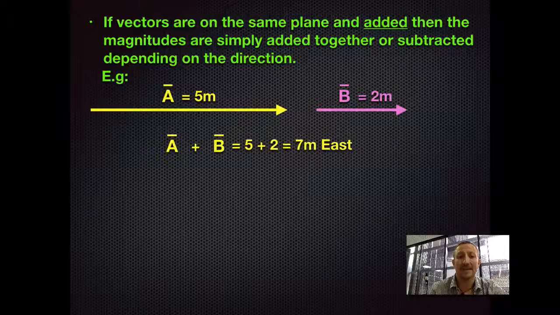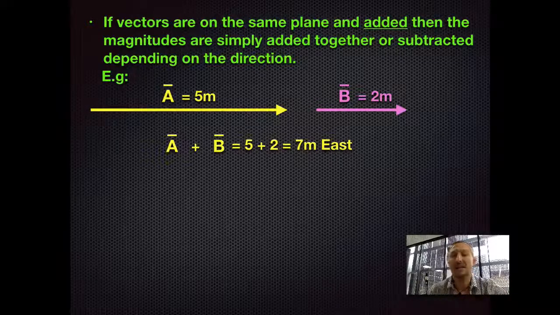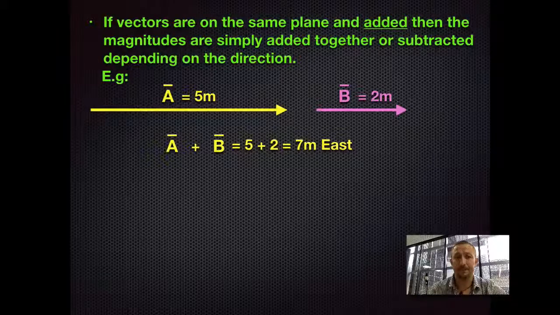Now if I put that together, it's the same as saying 5 plus 2, which equals 7 meters. And in this case, it's going in an easterly direction, going across my page to the right. Now, why do I add these two together? Well, basically the two lines are going to be added together because they're going in the same direction. So I'm doing two specific vectors of specific magnitude and they're going in the same direction. So as a result, I can add them together.